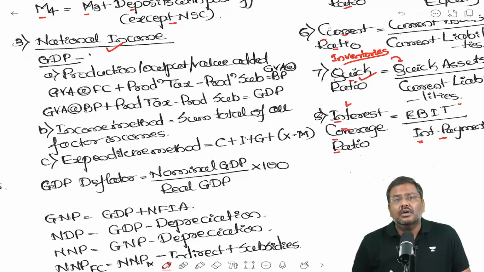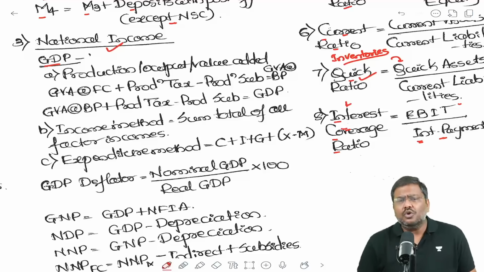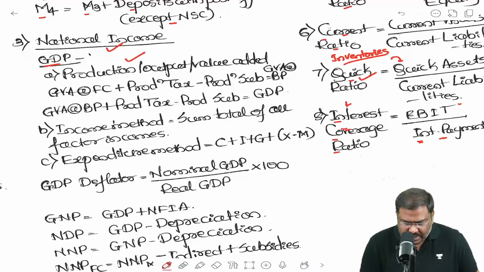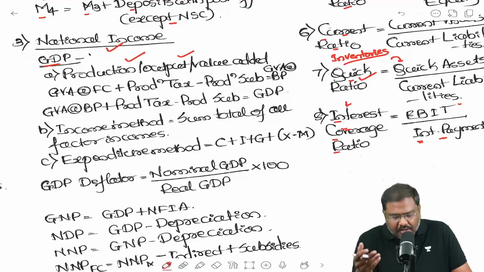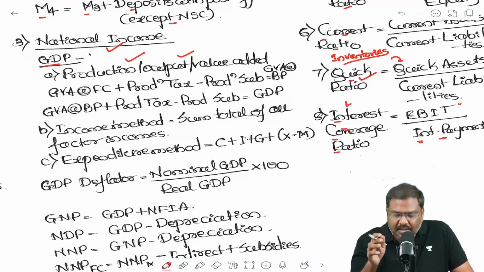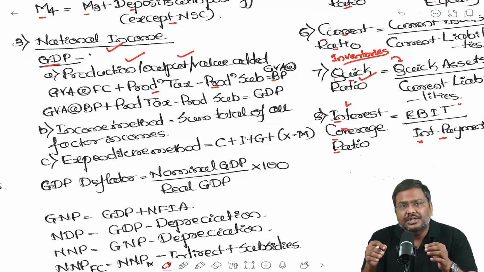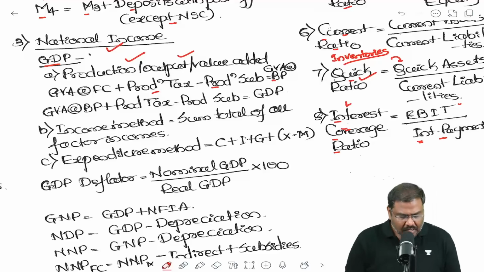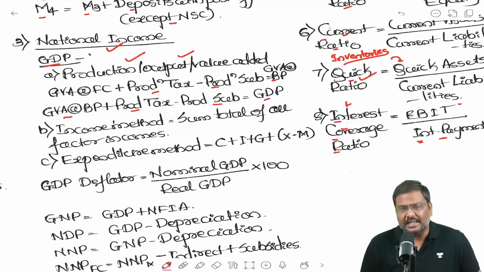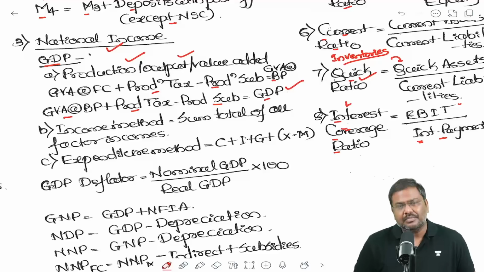Then there are formulas for national income, gross domestic product. There are three methods to calculate GDP. One is the production method, output method, or value addition method. How do I calculate the GDP? You start with the factor cost. GVA at factor cost plus production taxes minus production subsidies will give you GVA at basic prices. Then you take the GVA at basic prices, you add product tax minus product subsidies. You get GDP at market prices.